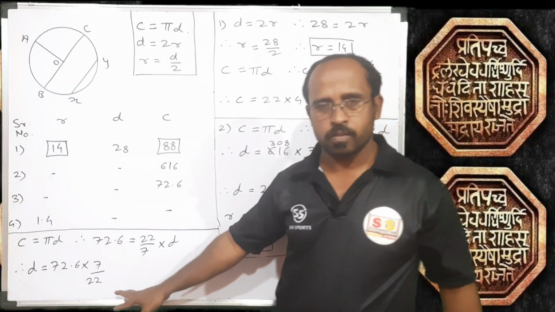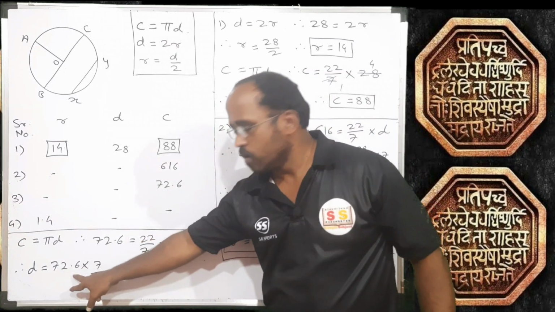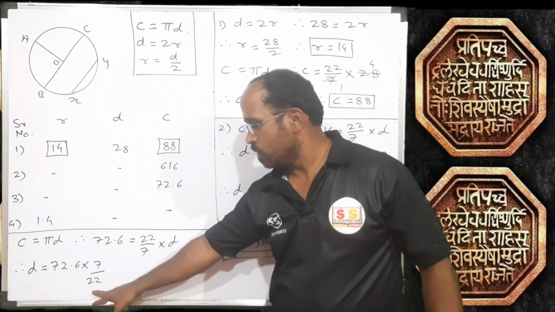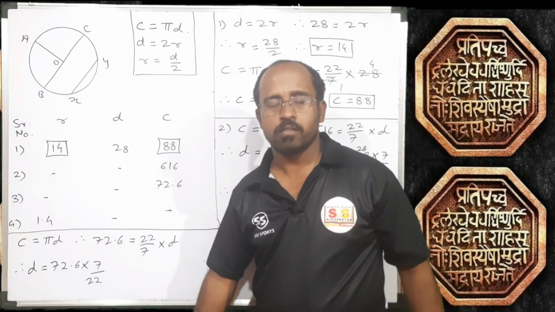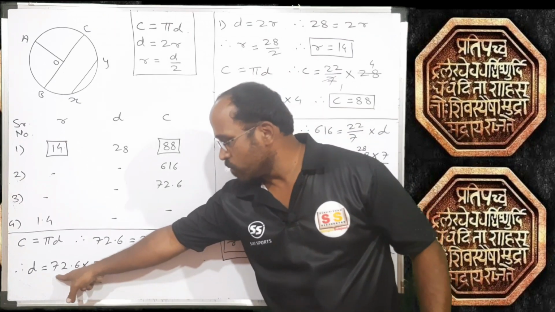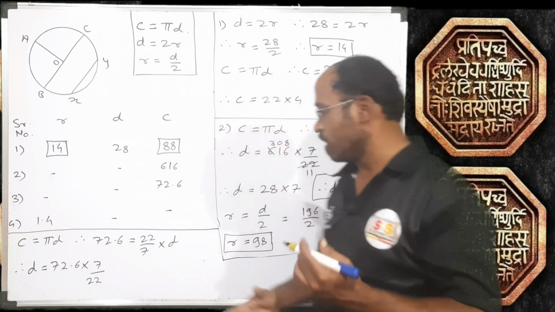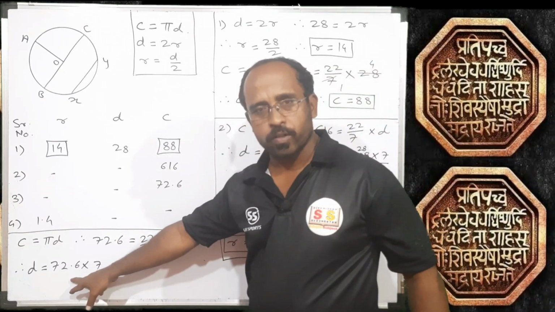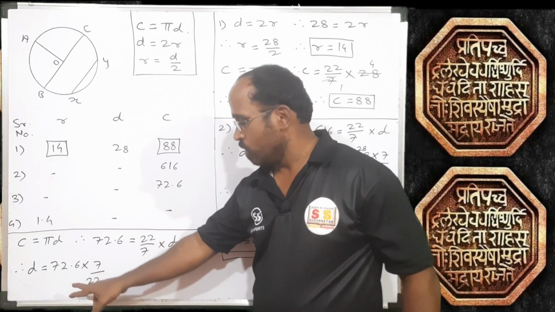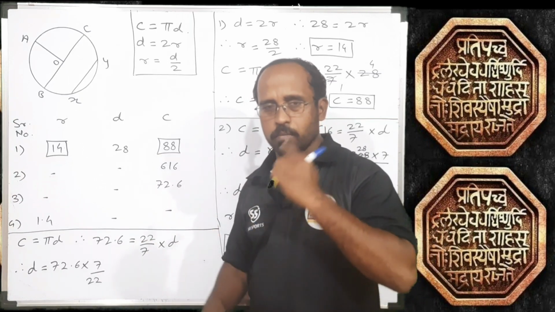Clear up to this? Now what? Now we have to divide this 72.6 by 22, right? Or both of these numbers are divisible by 2, or we can remove this decimal point. There are a lot of options. So let's remove the decimal point. How do we remove the decimal point? We have to multiply this 72.6 by 10, and we can't only multiply by 10, we have to multiply by 10 upon 10, so that the number is equal to 1.